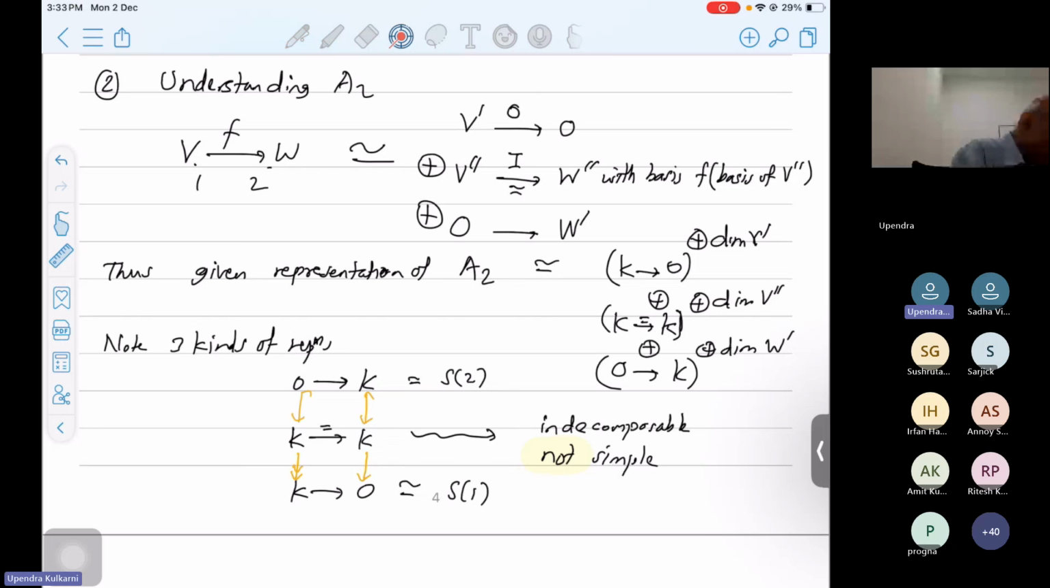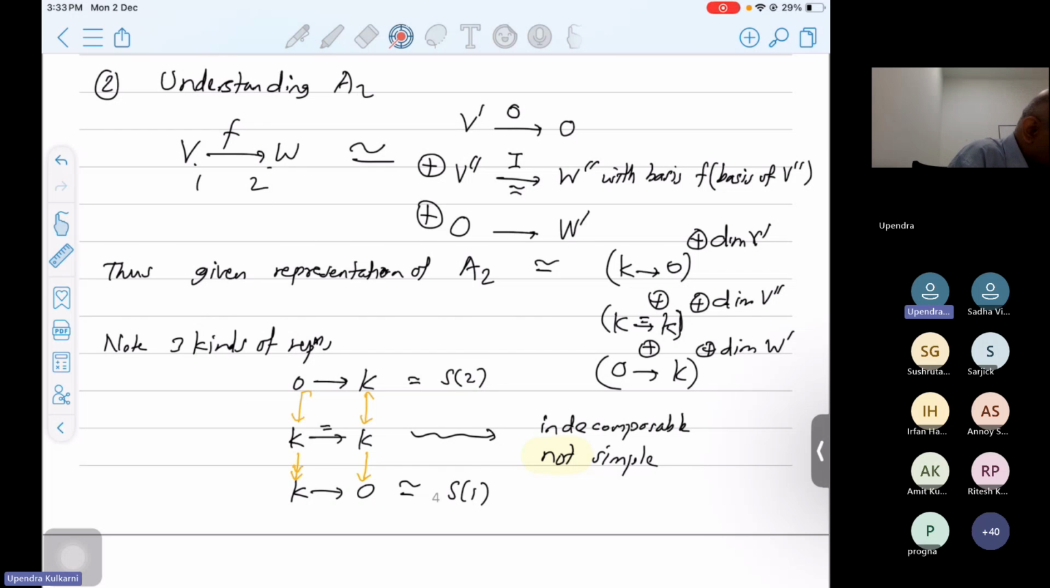So what you have over here is that this middle guy, it is not simple. It has a short exact sequence, or if you want, S2 is a submodule. S1 is a quotient module. But we just saw that this sequence is not split. There is no direct sum. Because if you want a split sequence, then this bottom one, this surjection, has to split. But we just saw that there is no way to split this. So what you have is that this is an indecomposable but not simple module.